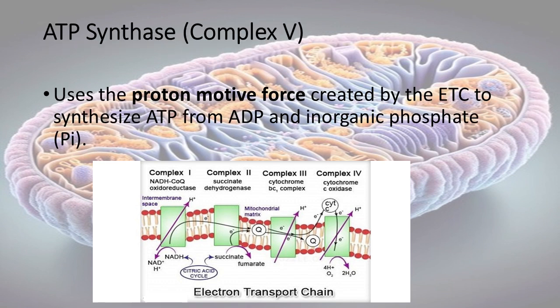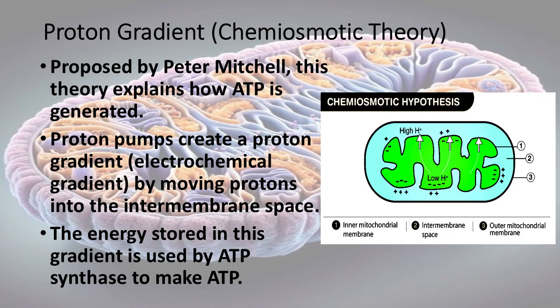Step 2. ATP synthase, Complex V, uses the proton motive force created by the ETC to synthesize ATP from ADP and inorganic phosphate. Proton gradient: chemiosmotic theory, proposed by Peter Mitchell. This theory explains how ATP is generated. Proton pumps create a proton gradient, an electrochemical gradient, by moving protons into the intermembrane space. The energy stored in this gradient is used by ATP synthase to make ATP.